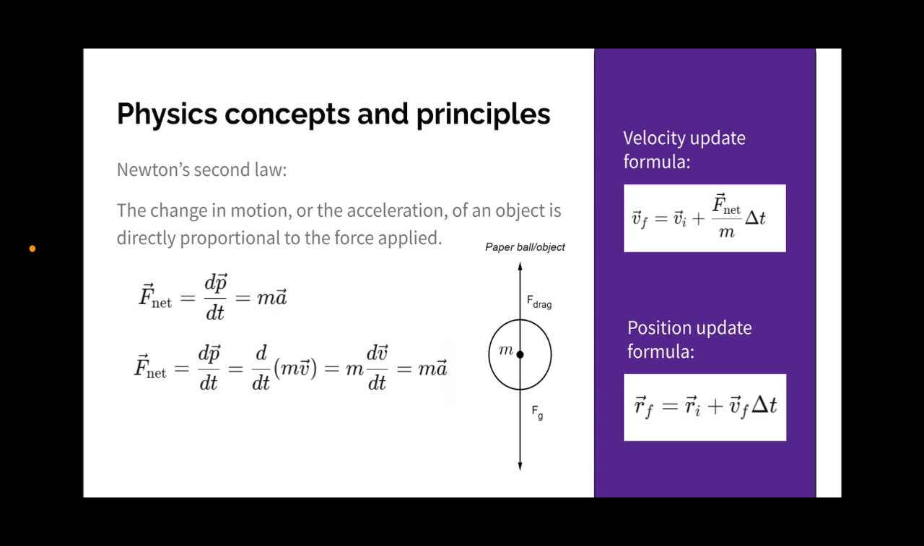We can calculate our net force through a free body diagram here, in which we show that there are two forces: a force of gravity that is pulling it downward and a force of drag that is pulling it upward. Once we calculate our net force, we can put this into our velocity update formula over here and calculate our velocity at different points in time. When we calculate our velocity at different points in time, we can put this in our position update formula to do the same for position.